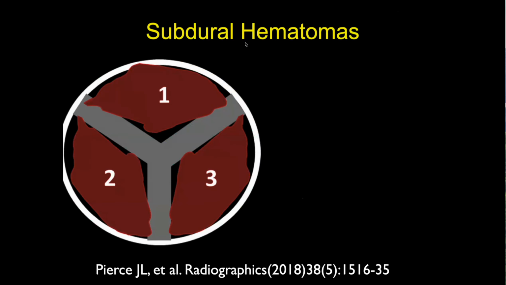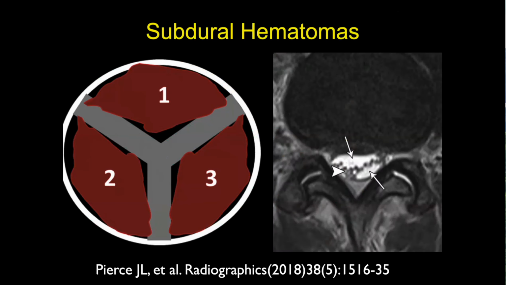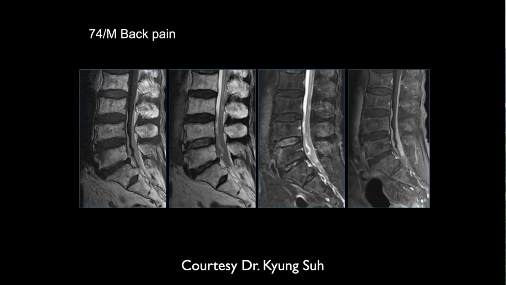Okay, so with subdural hemorrhages, you tend to get a kind of funny appearance. In the axial plane, you'll often see the nerve roots in the lumbar spine forming this kind of Mercedes sign, with blood and the three compartments. It has variations, but it looks a little bit like this. I'll show you some better examples in a minute.